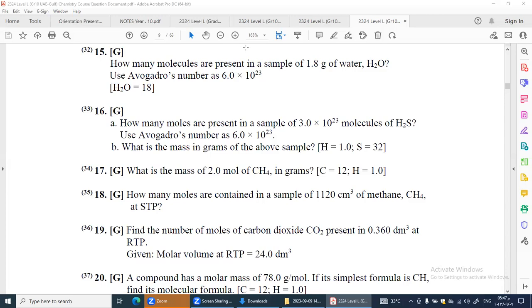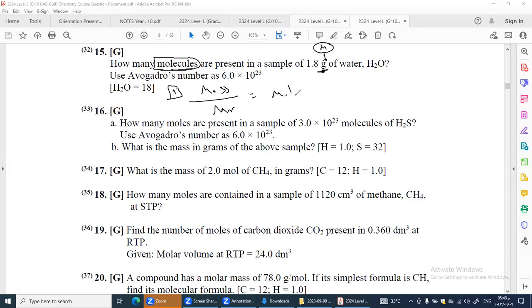Question number 15. How many molecules are present in a sample of gram, gram, gram? So we have mass, and we need to obtain the molecules. Okay. يبقى step number 1. How to calculate number of moles? يبقى mass over the molar mass to get the number of moles. After that multiplied by Avogadro's number.